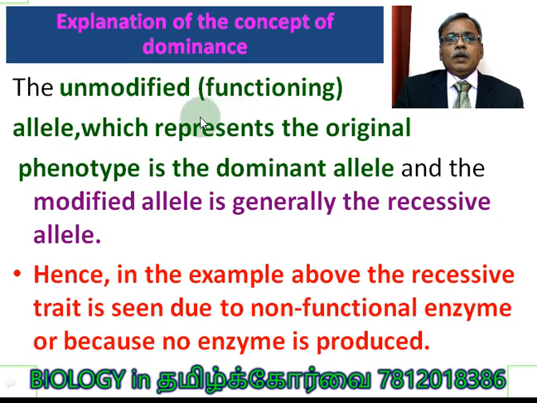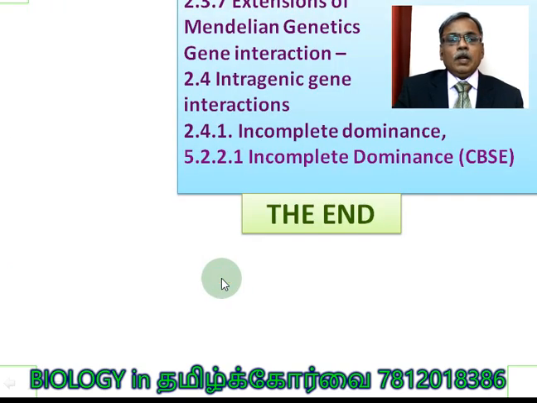The unmodified functioning allele, which represents the original phenotype, is the dominant allele, and the modified allele is generally the recessive allele. Generally, not always. Point to be noted. Hence, in the example above, the recessive trait is seen due to a non-functional enzyme or because no enzyme is produced. So the recessive trait is produced because of the non-functional enzyme from the modified R2 allele. So this is the end of this video, students.